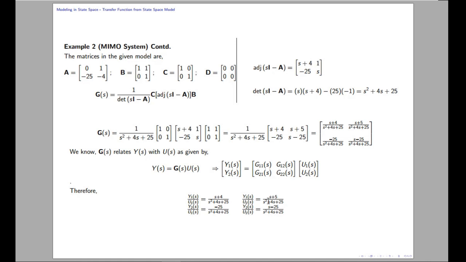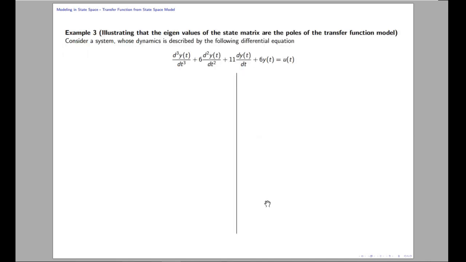So in these first two examples, we understood how to get the transfer function of an SISO system and a MIMO system. Now we are moving on to the third example. This third example illustrates that the eigenvalues of the state matrix are the poles of the transfer function model, or the transfer function poles of the system.